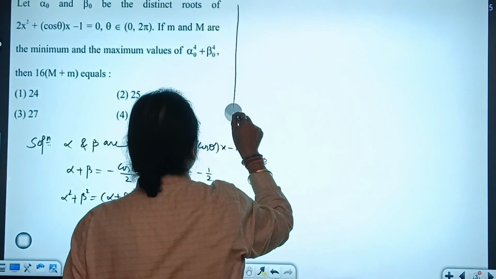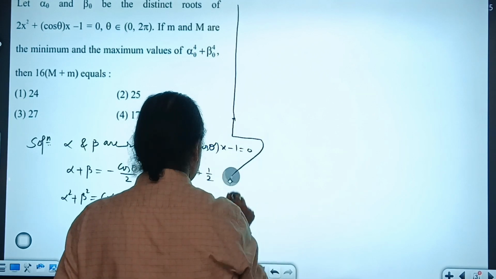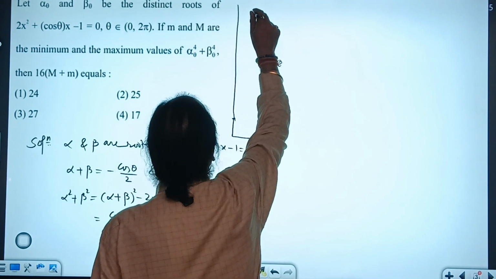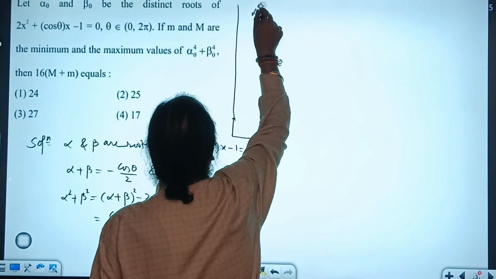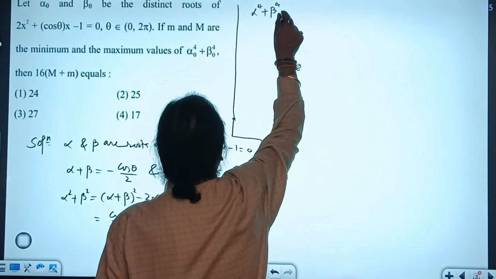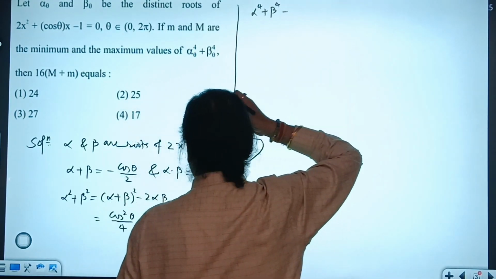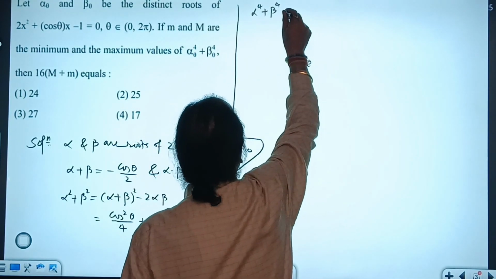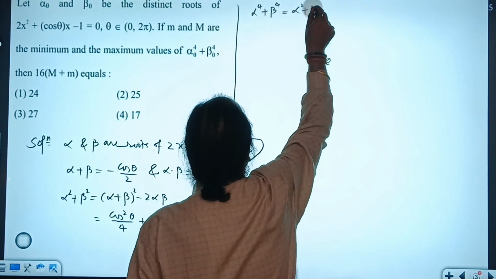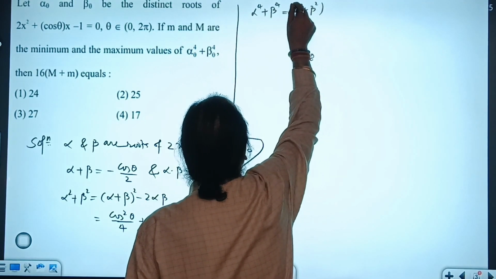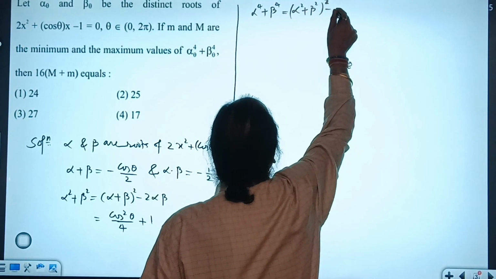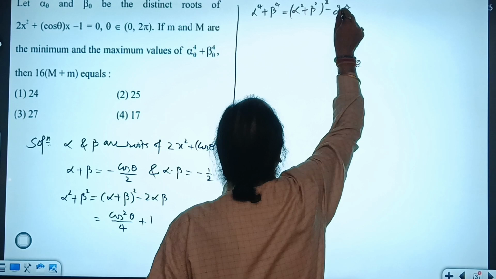Now we'll go to what? Alpha to the power 4 plus beta to the power 4 will be what? Alpha square plus beta square, the whole square, minus 2 alpha square beta square.